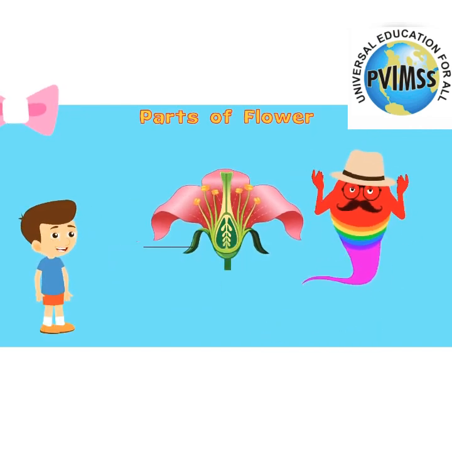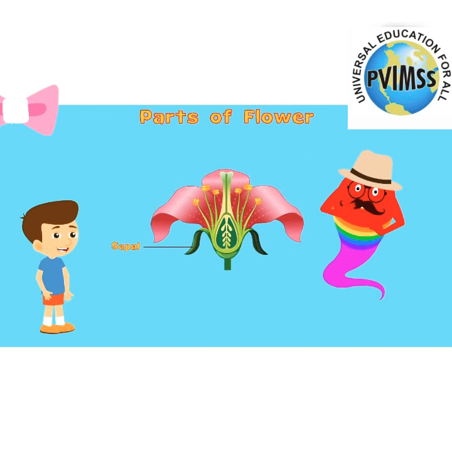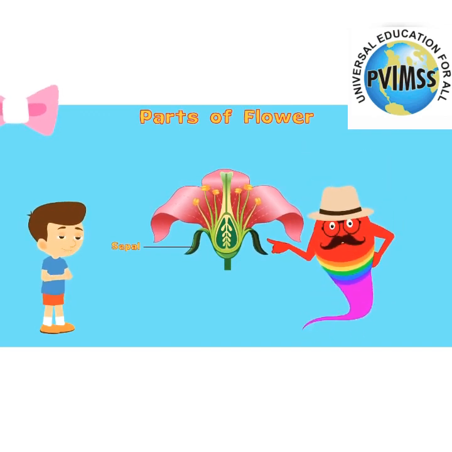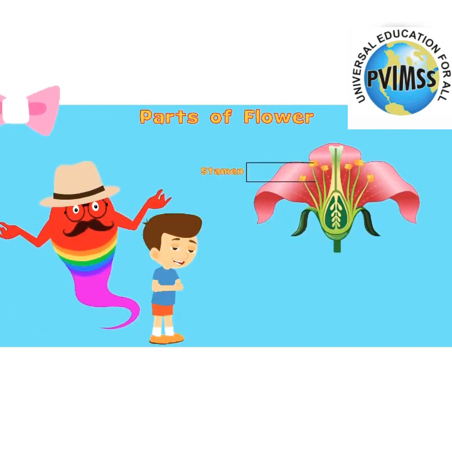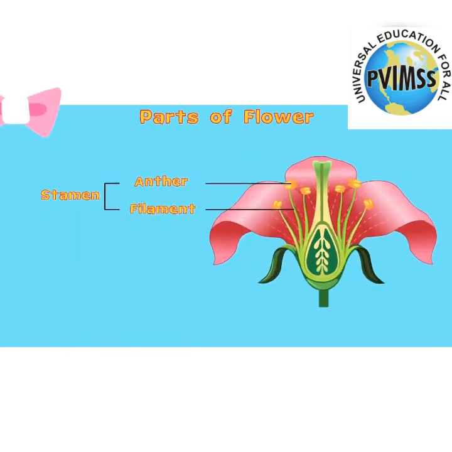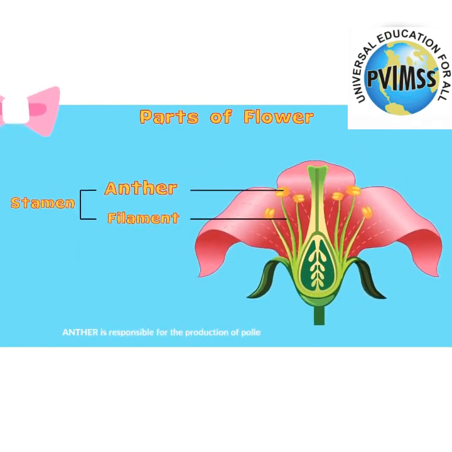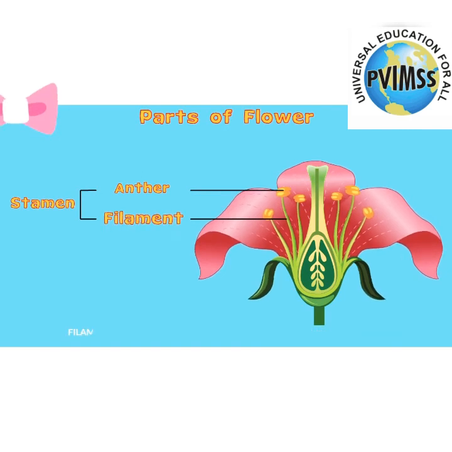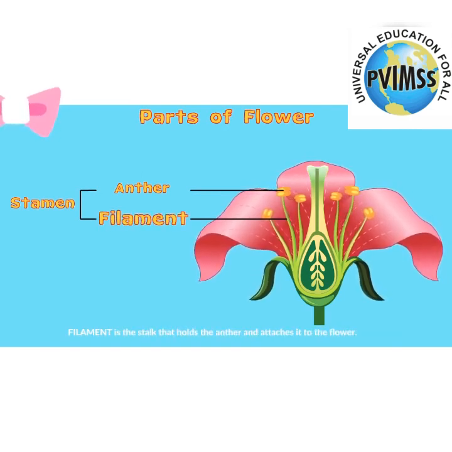The second part of the flower is the sepal. Sepals protect the flower when it is in bud. The third part of the flower is the stamen. Stamen is the male reproductive organ. It has two parts, anther and filament. Anther is the part where pollen grains are made. Pollen grains contain the male reproductive cells, while the stalk is called a filament.